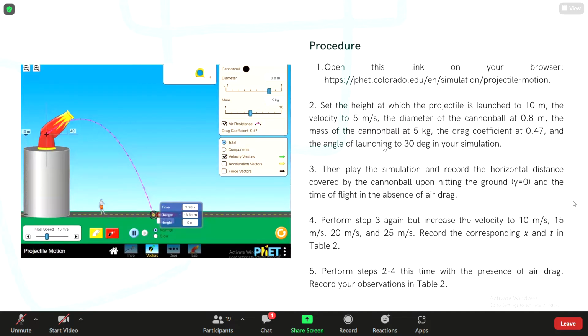We record the corresponding x and t in Table 2. Then we perform steps 2 to 4, this time with the presence of air drag. Again, record your observations in Table 2.